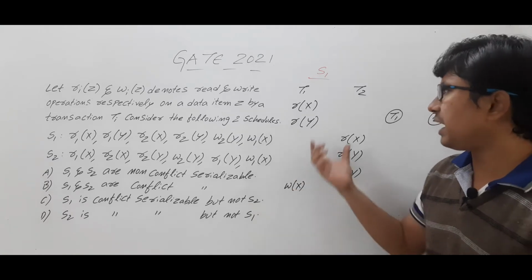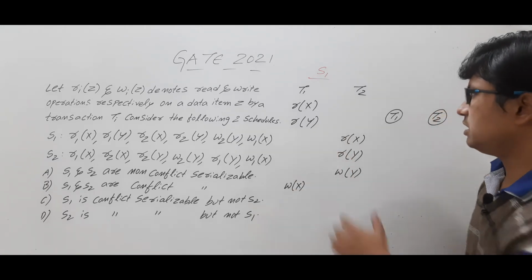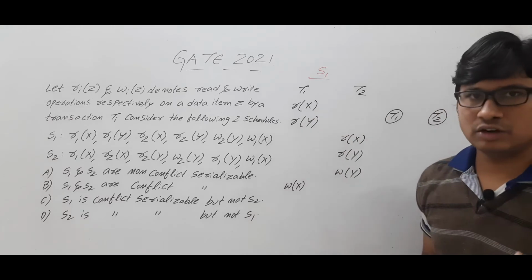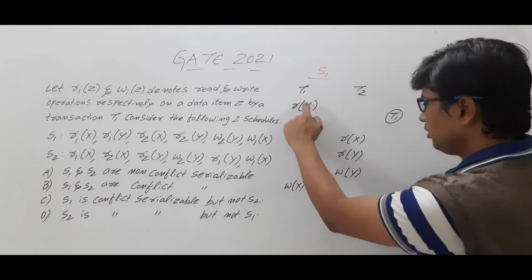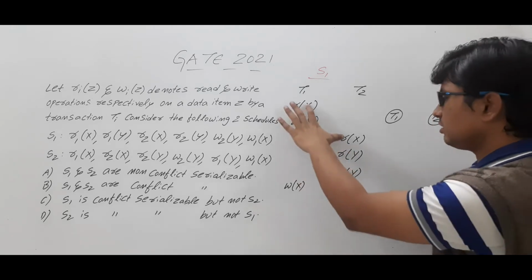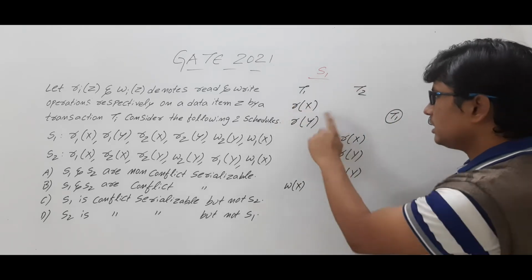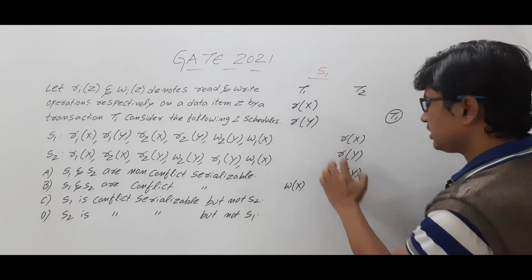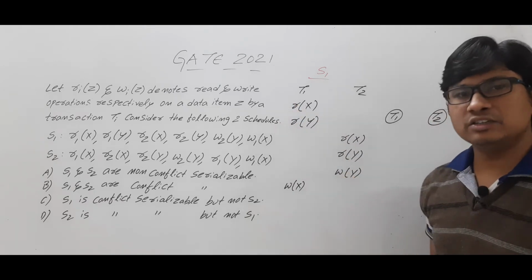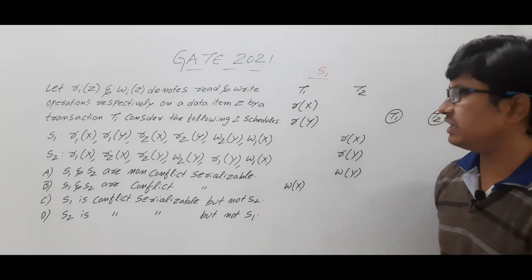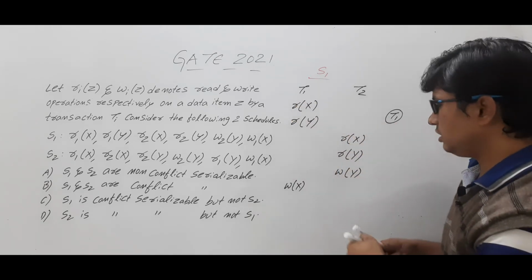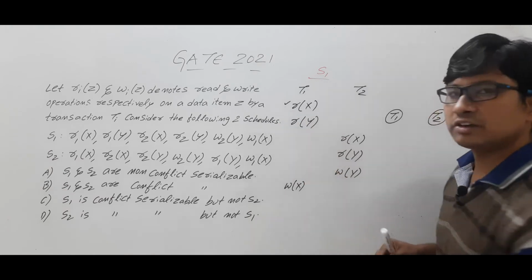Now we need to identify the conflict operations. Read and read does not create a conflict on the same data item, no problem. Read of X, read of Y, this is a different data item, so it is not a conflict. Read of X, write of Y. Read and write is a conflict, but this is on data item X and this is on data item Y, so it is not a conflict. So it is not creating any conflict operations.